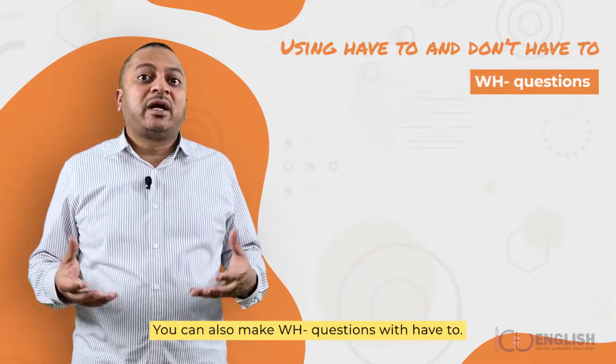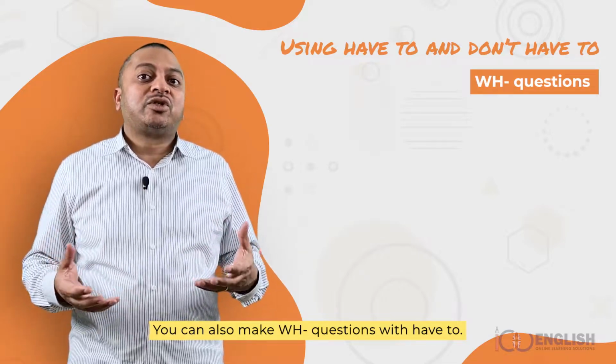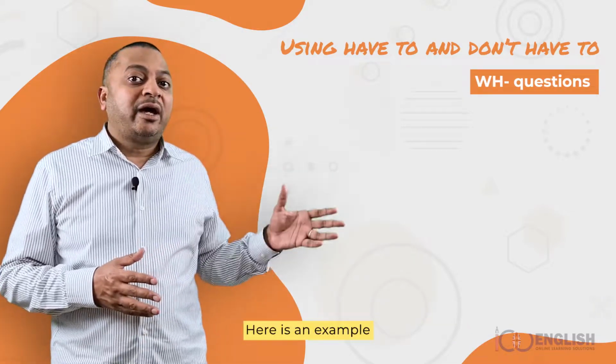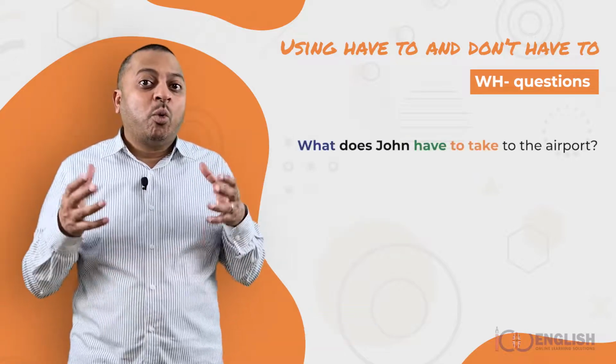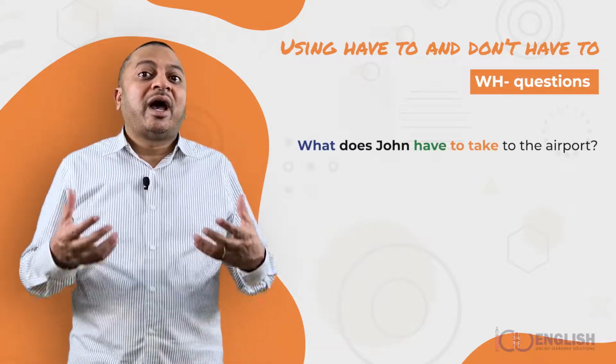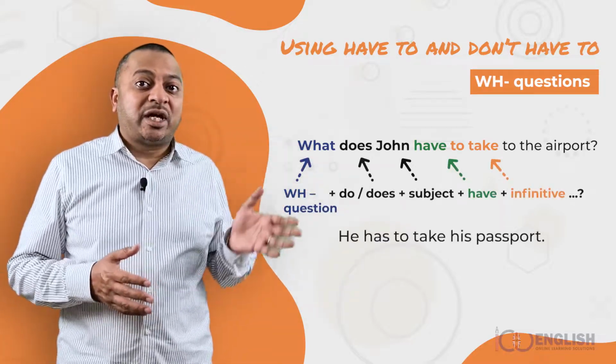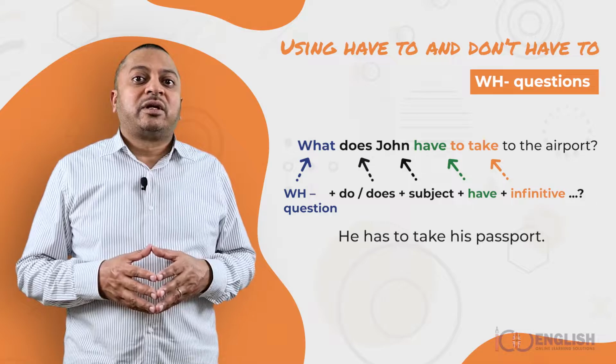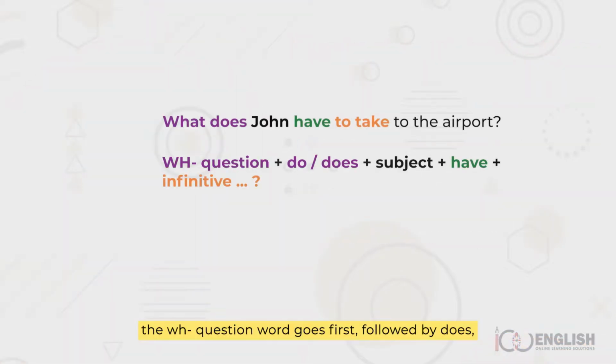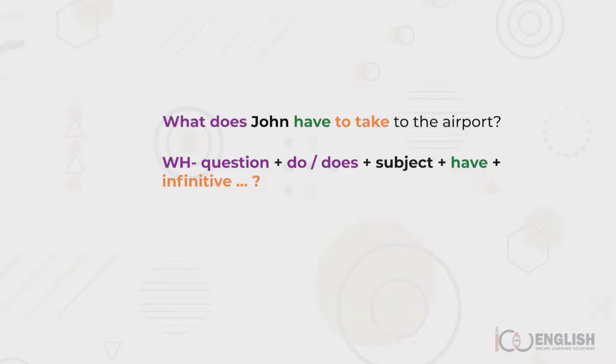You can also make WH questions with have to. Here is an example. What does John have to take to the airport? He has to take his passport. In the example, the WH question goes first, followed by does, which is the helping verb. After that is the subject John, and then the infinitive to take.